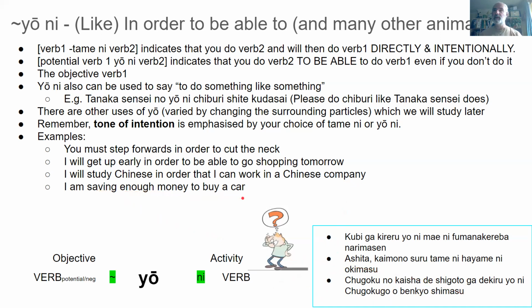I'm saving enough money to buy a car. Now, if you actually have your eyes and your mind set on a particular car, you know how much it costs and you've got a schedule in place to save money and buy the car, this would be tameni. But if you are just thinking about having enough money to buy a car, even if you don't actually buy one, this would drive you down the road towards saying yoni. But in this case, I've said, in order to be able to buy a car, whether I buy one or not is not actually decided. Kuruma ga kaeru yoni okane o tamete imasu. I'm saving money.